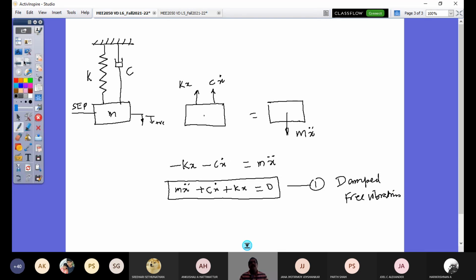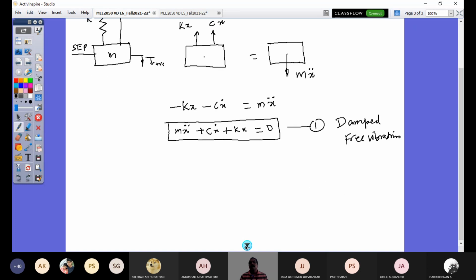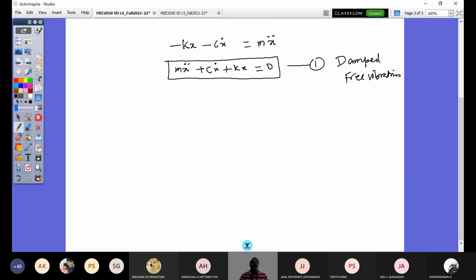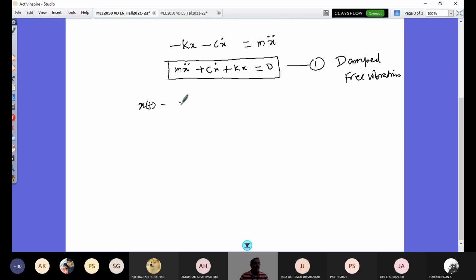For that, I can consider my trial solution. I'm going to take the trial solution with the Laplace variable, which we have seen in the last class. So my trial solution would be x of t equals c e raised to st, and here c and s are unknown constants, arbitrary constants. So that can be predicted now.